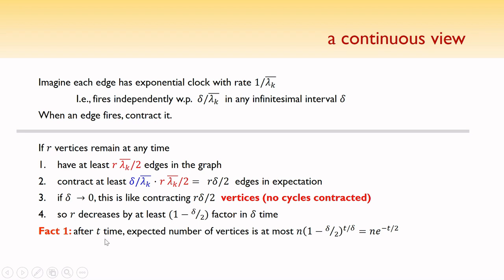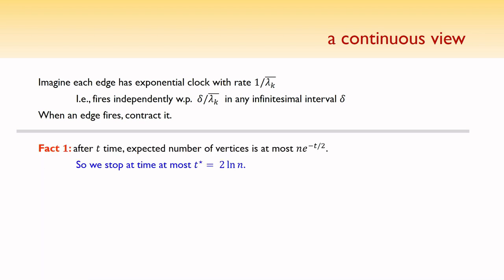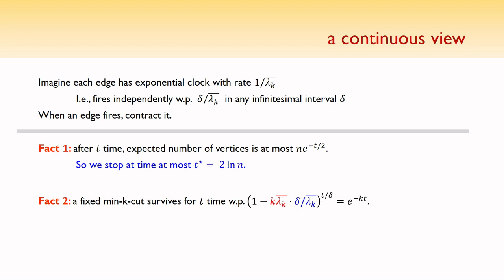Now after time t, the expected number of vertices remaining should be at most n, the original number of vertices, times this factor to the t over delta, which is the number of time steps, which is n e to the minus t over 2. That means we should stop by time t star of roughly 2 log n, because this becomes roughly 1. Now what is the probability that a fixed min k-cut survives by time 2 log n? It is this quantity right here, which is e to the minus kt, which is roughly n to the minus 2k.